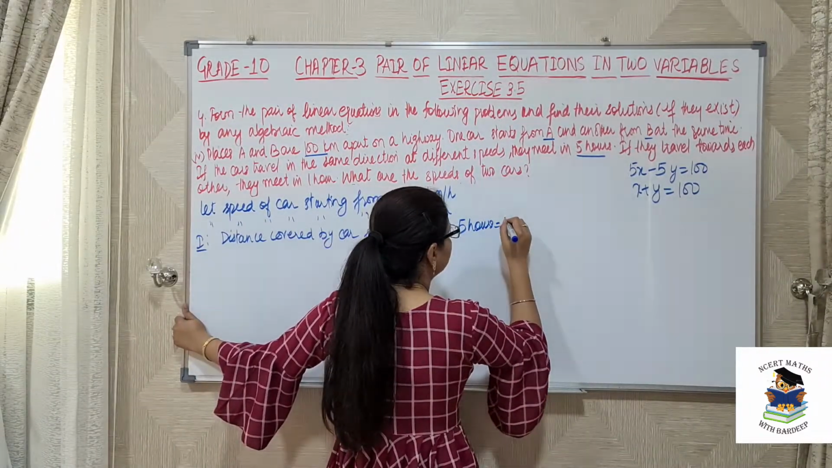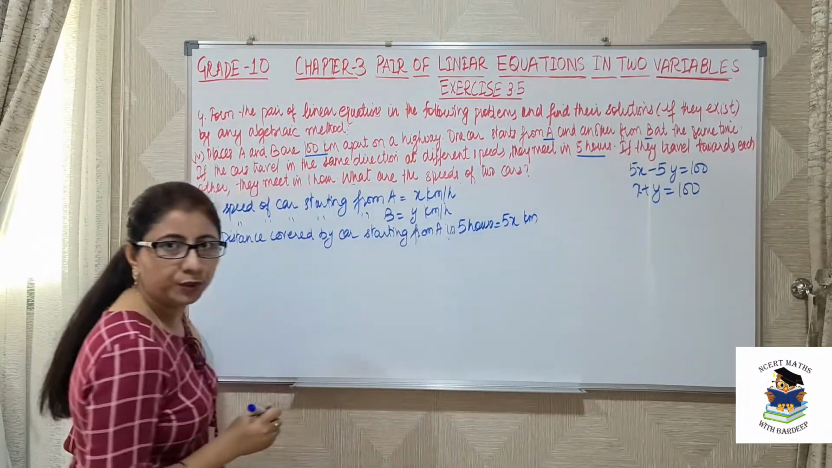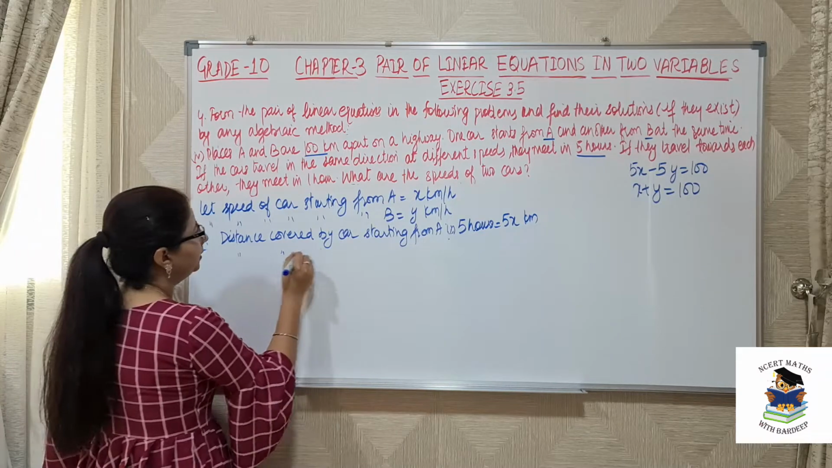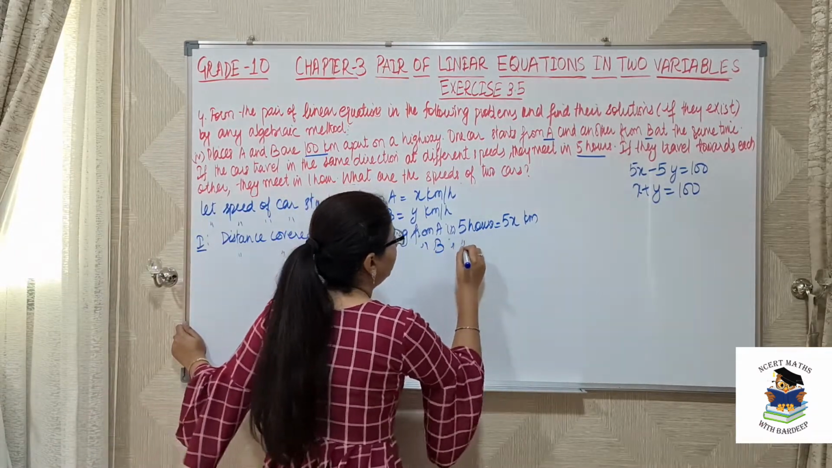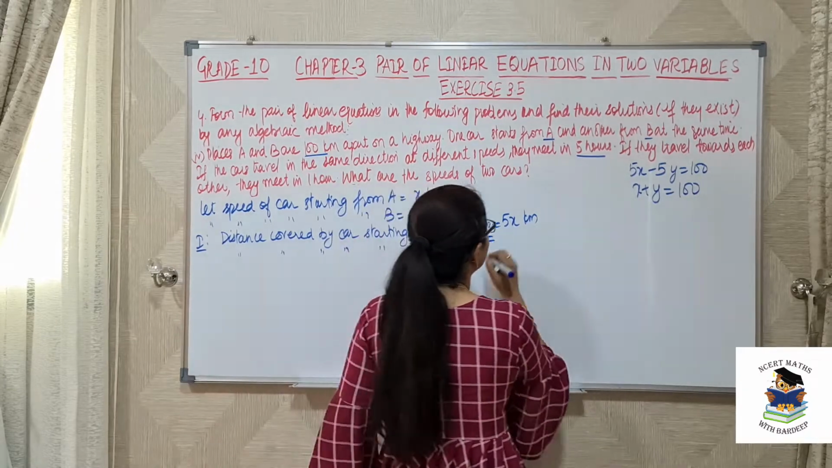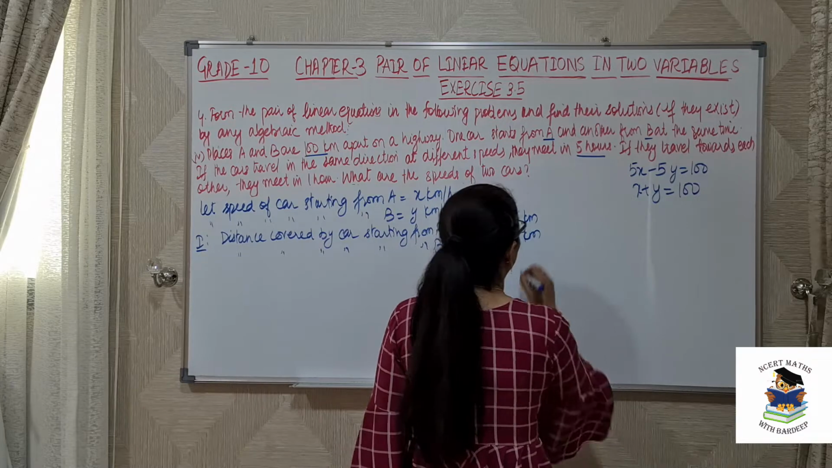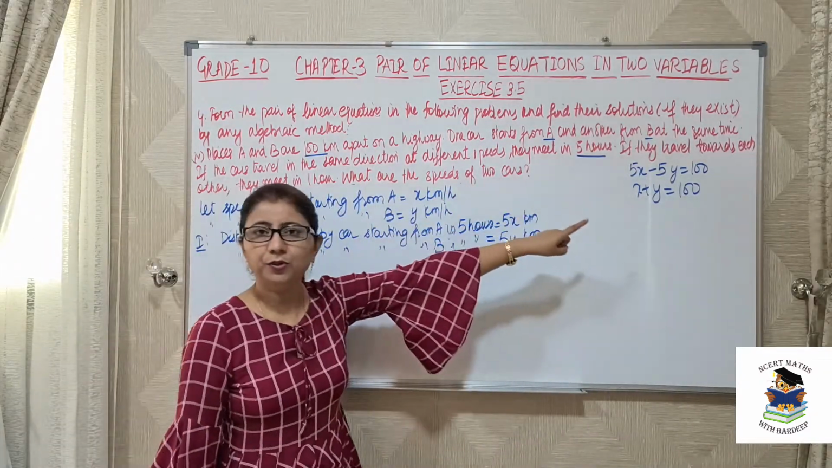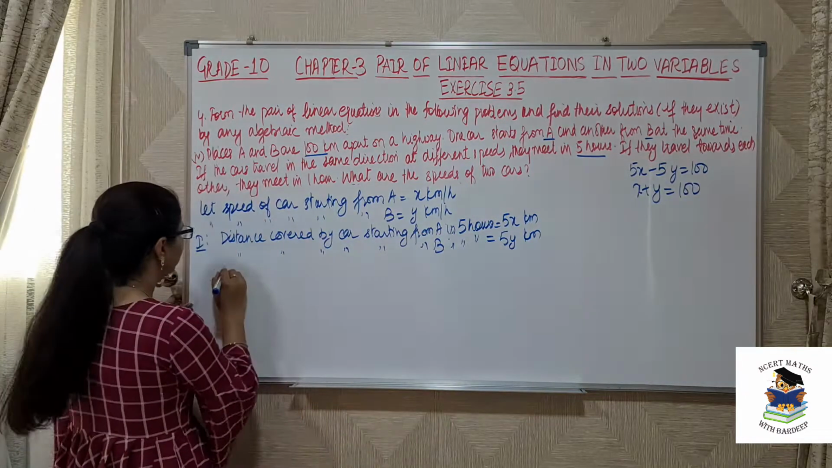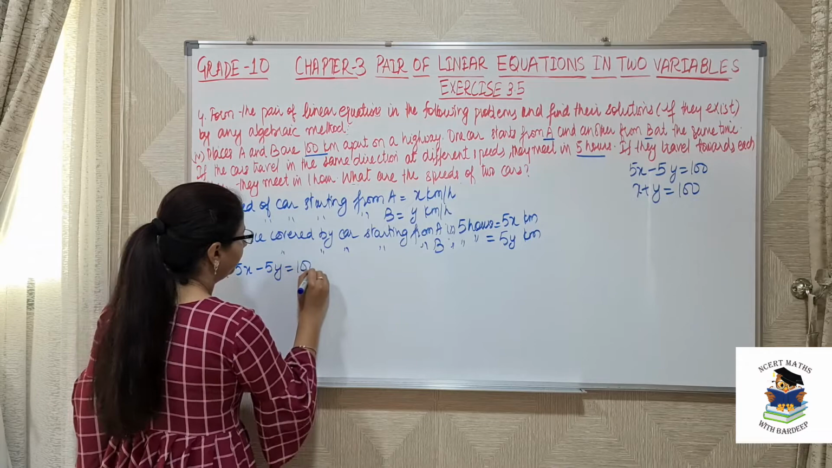This is how much? 5 times x kilometers. Okay. So distance covered by a car starting from B in 5 hours is equal to 5 times y kilometers. As already explained, their difference is equal to 100. Therefore, 5x minus 5y equals 100.